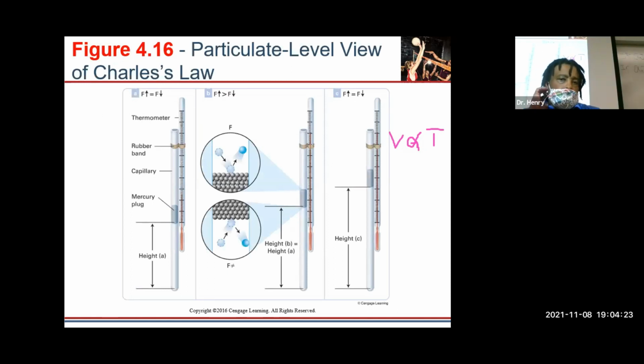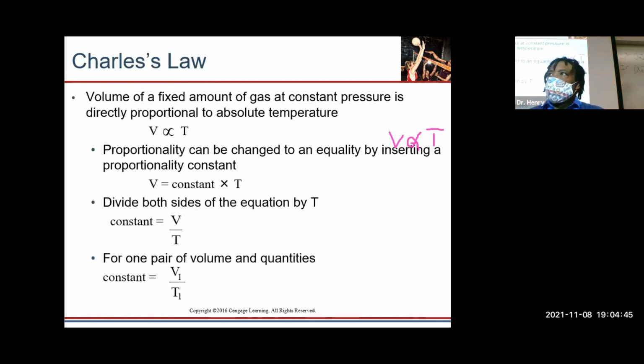Okay, so Charles, this guy named Charles, basically did an experiment. And he started out with, in theory, as close as he could get to absolute zero. And then he basically showed that as temperature went up, volume goes up. And so Charles' law basically says that volume is directly proportional to Kelvin. And so if we make a constant, we can get an equation where we can say volume is equal to a constant times temperature.